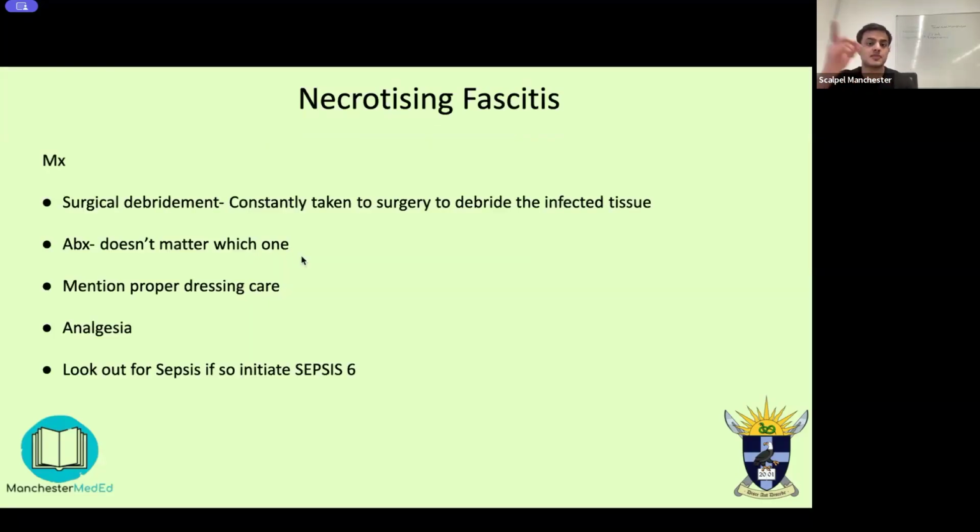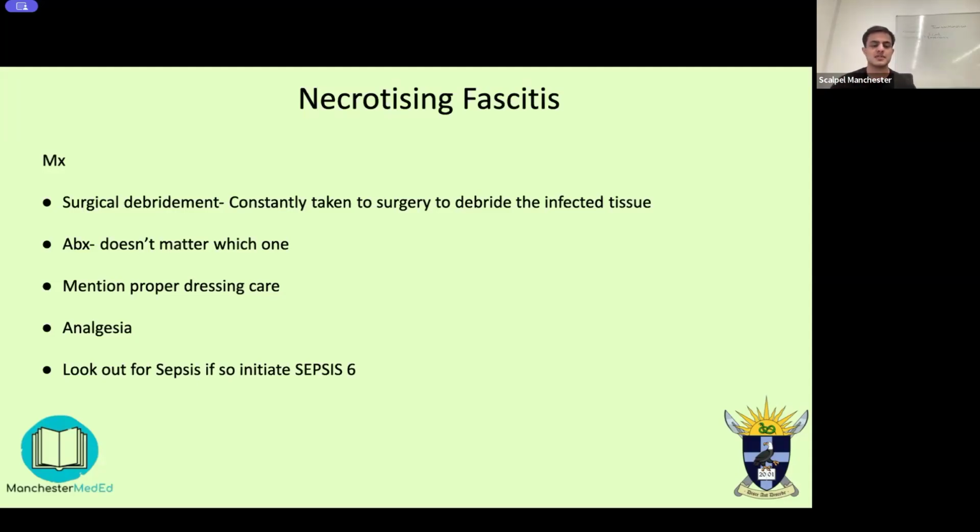So management, this is quite important. Surgical debridement is really the mainstay of treatment here. You're going to constantly take the patient to surgery to debride, to remove the infected tissue, dress it again, and then take them back to surgery as it grows again, and continue. What they usually do is draw a line around the lesion to make sure it isn't spreading. And antibiotics, it doesn't matter really which one. Well, it does, but it doesn't matter to you which one it is.